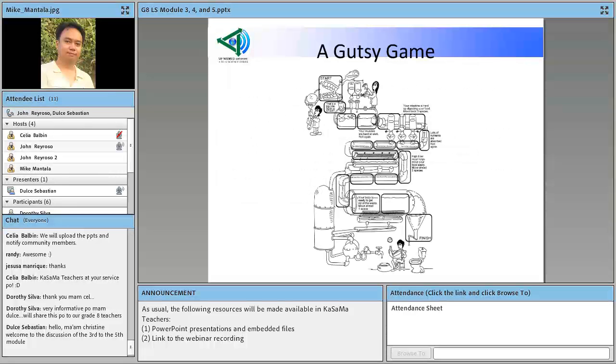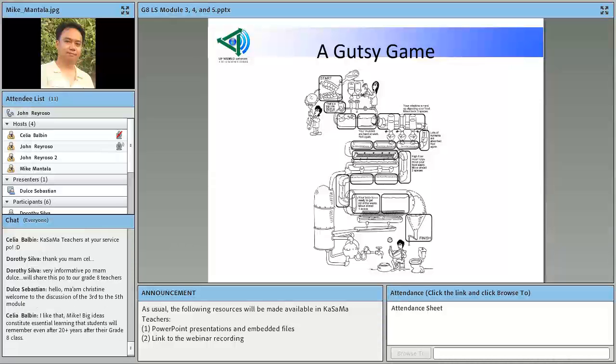Okay, moving on to our next slide. You have this in your module. I think what you can do here is enlarge this and have your students play this board game. Okay, so this is the first activity. It's a sort of motivation.